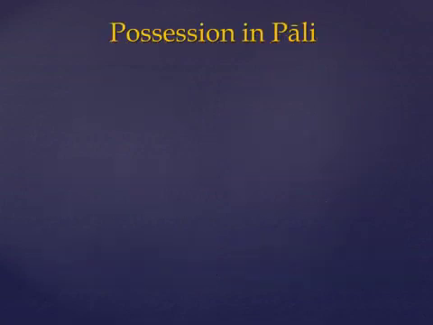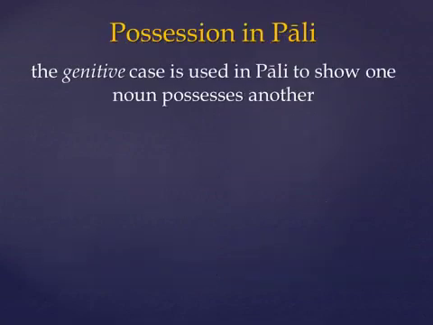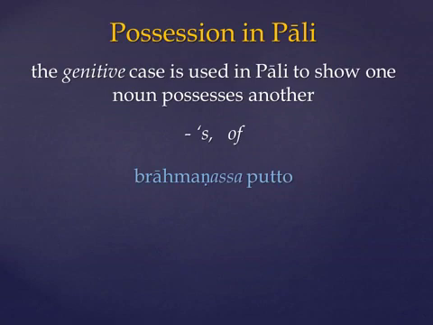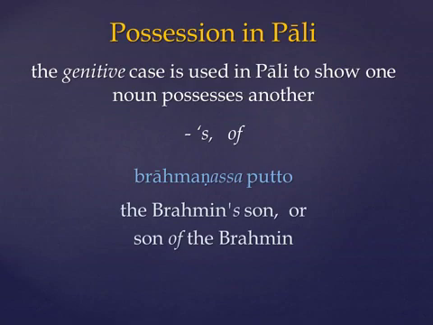Now in Pali, the genitive case is used to show that one noun possesses another. That's equivalent to the English apostrophe s or the preposition of. For instance, Brahmanassa putto is the Brahman's son, or the son of the Brahmin.